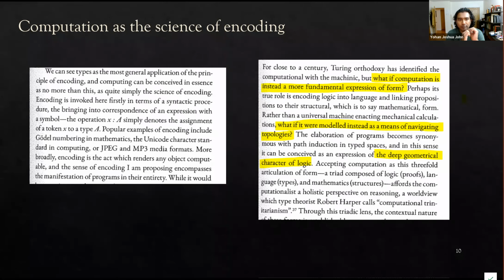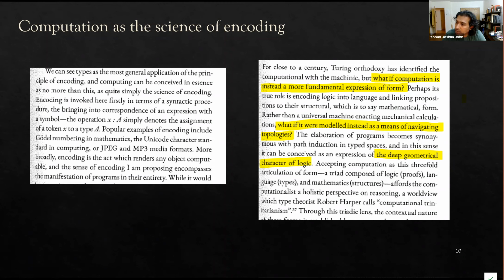Right, so here it comes back to his criticism of the Turing orthodoxy. For close to a century, Turing orthodoxy has identified the computational with the machinic, the whole physical mechanism idea. But what if computation is instead a more fundamental expression of form? Perhaps its true role is encoding logic into language and linking propositions to their structural, which is to say mathematical, form. Rather than a universal machine enacting mechanical calculations, what if it were modeled instead as a means of navigating topologies? This is the big plan here.